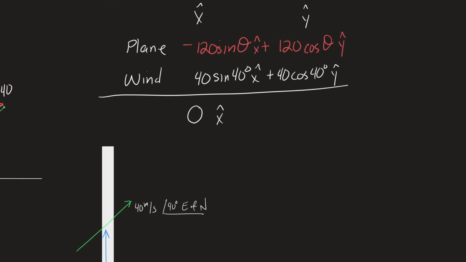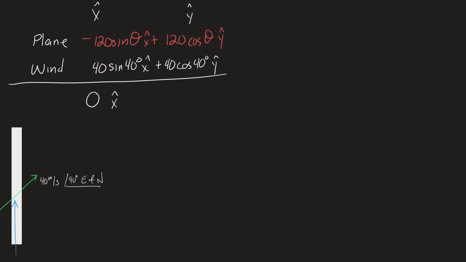All right, so I'm just going to move this over here and realize I'm still doing the same procedure. I've converted all of my vectors into rectangular from polar. Now I'm going to add down the columns, but in adding down this column, I just know the answer is going to be 0. So I'll write out minus 120 sine theta plus 40 sine 40 equals 0.